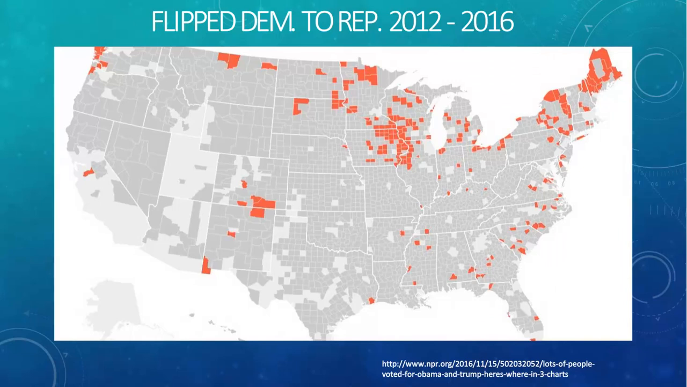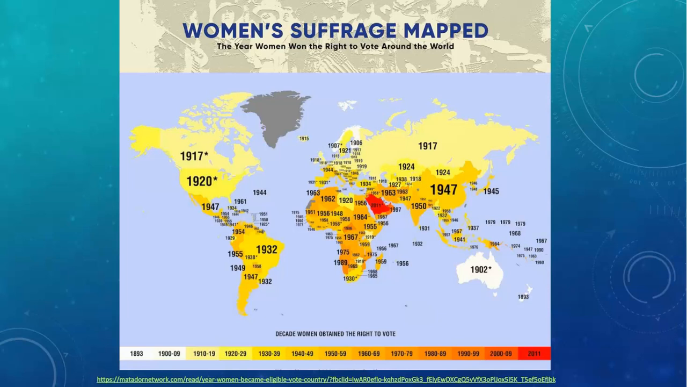Here's another map showing which counties flipped from Democrat to Republican from 2012 to 2016, and that can give you an idea of where certain cultural shifts are happening. Here's a map that shows when different countries gave women the right to vote. They've color-coded the map from light to dark to show that Australia and New Zealand were some of the first countries to give women the vote, along with some of the Scandinavian countries up here, whereas countries in the Middle East were some of the later ones.